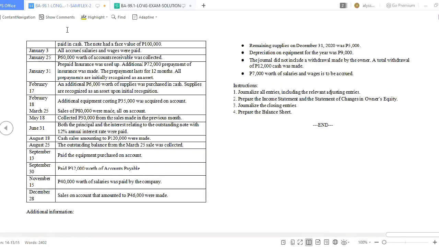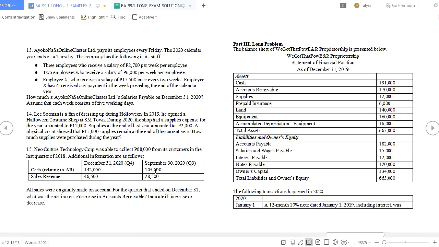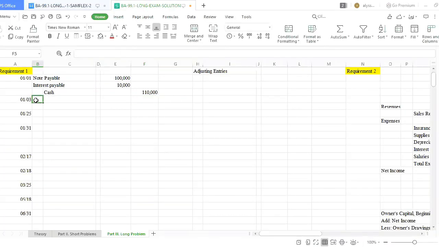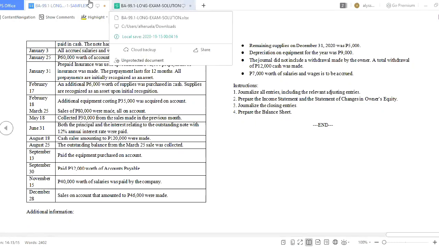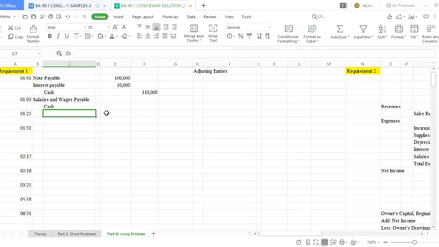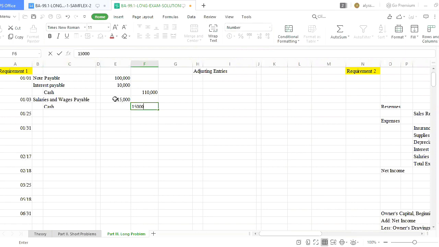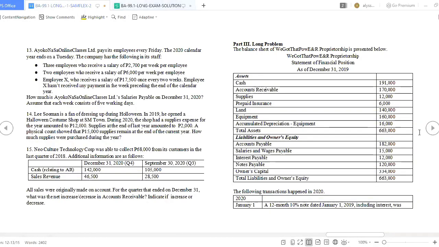Next, January 3. All accrued salaries and wages were paid. You can see here salaries and wages payable of 15,000, so they are all paid. The normal balance for salaries payable, a liability, is credit, so to recognize the payment, we debit salaries and wages payable, and then we credit cash for 15,000.